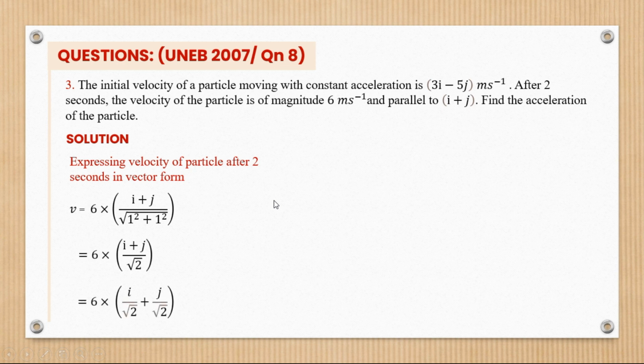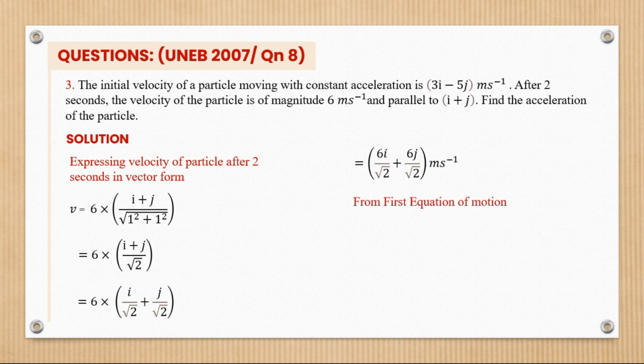So v shall be equal to this. Now remember that this shall give you root of 2, so you can separate it that way. So when I multiply the 6 inside, I'll have 6i over root 2 plus 6j over root 2 meters per second. So now I have v in vector form.